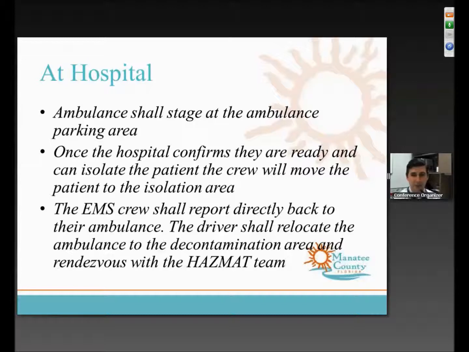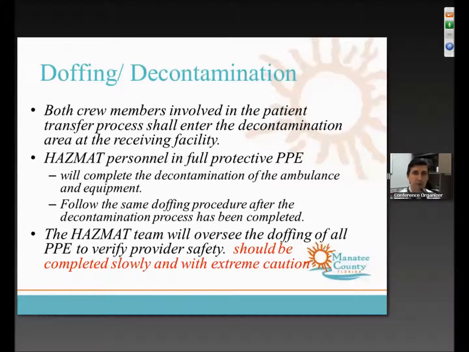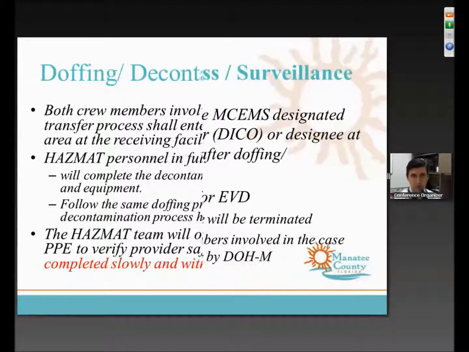The driver shall relocate the ambulance to a decontamination area that will have previously been set up by the hazmat team and meet them for decontamination. The doffing and decontamination process will occur there under the direction of the hazmat personnel. It will be a slow, methodical process. Nothing in this procedure is meant to be done fast. It's meant to keep everyone safe.